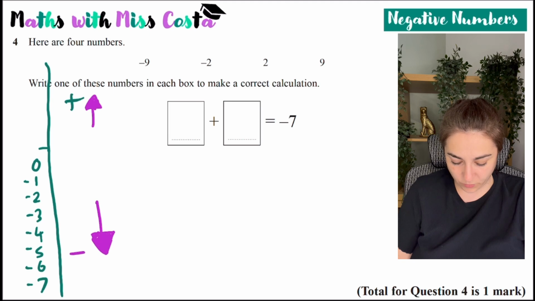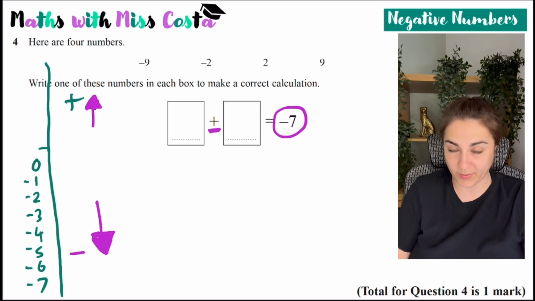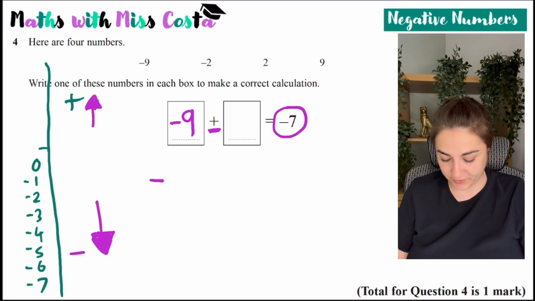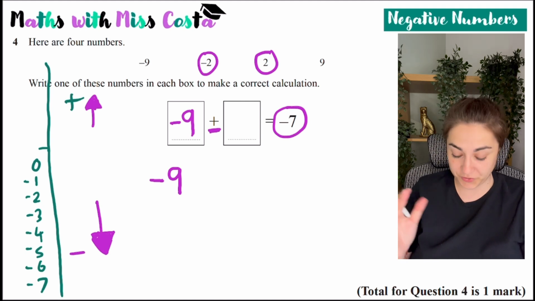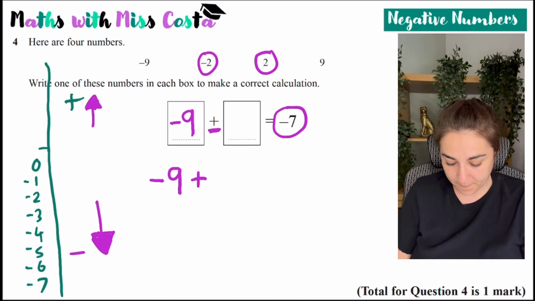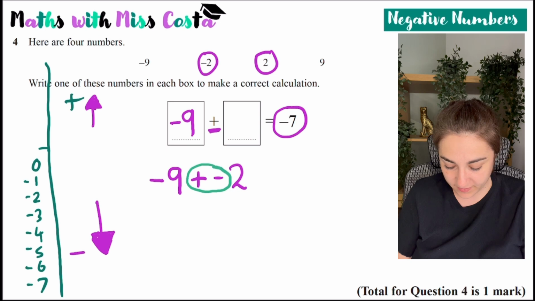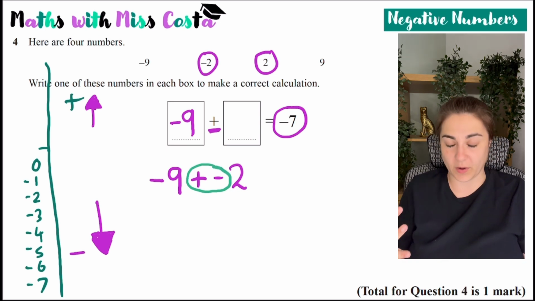So when you add, you go up the number line, and when you subtract, you're going down the number line. So I know that I want to reach -7, and I've got an add in between. So I probably want to start with -9. Now this is where it gets a little bit tricky. So I have 2 options. I can either add -2 or 2, and if you're a bit confused, then just try both. So -9 plus -2. Whenever I've got 2 signs next to each other, I always want to rewrite it as one sign.